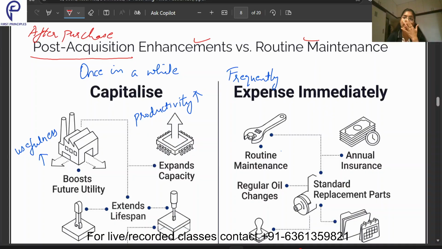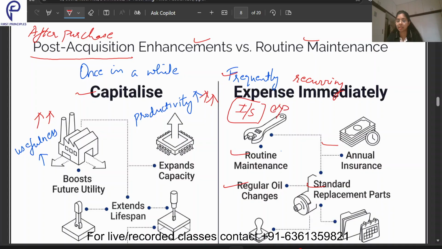Any cost I spend on my asset once in a while, not frequently, has to be capitalized, provided it increases the usefulness of my asset and enhances my productivity. Whereas any cost on a recurring basis, spent frequently or every year, like routine maintenance, annual insurance, regular oil changes, standard replacement parts, should be reported on my income statement as an expense.